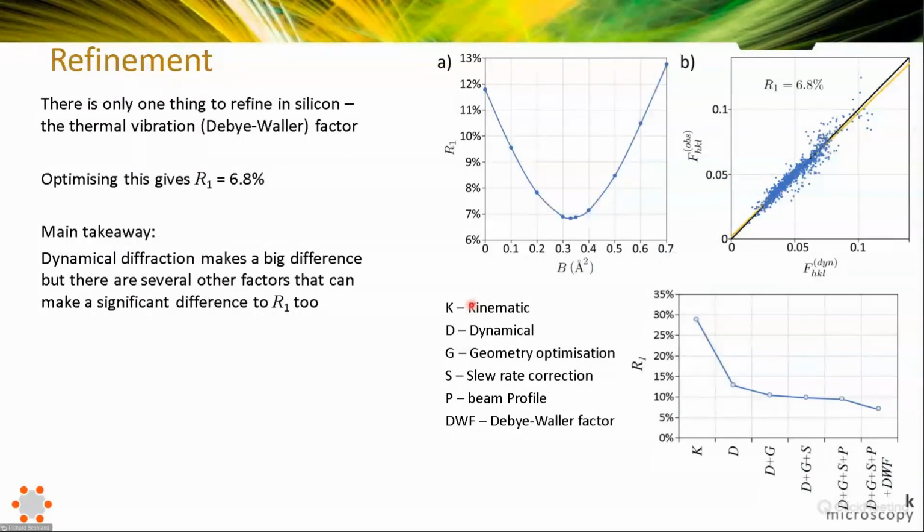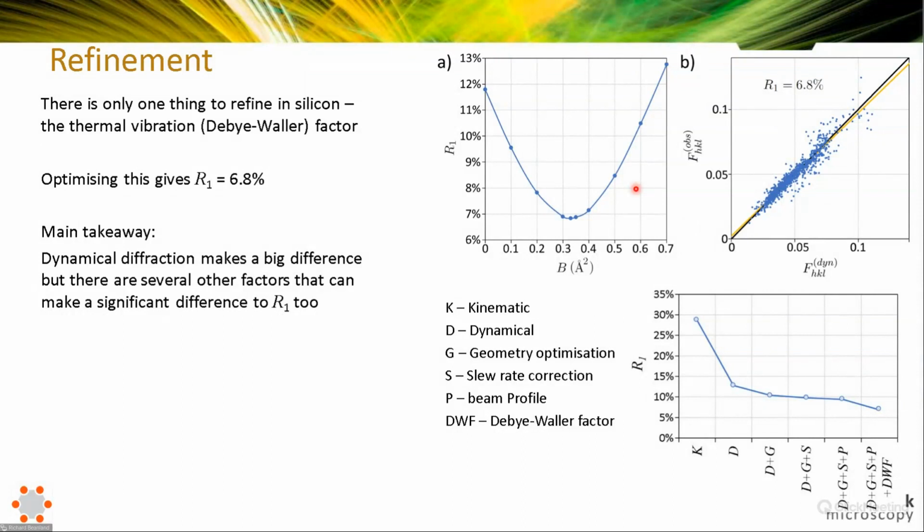And then finally, in refinement, well, okay, it's a very simple material. The only thing we can refine here in the independent atom model is thermal vibrations. And so if we vary the thermal vibrations, we get one nice global minimum, and we get a much better fit.